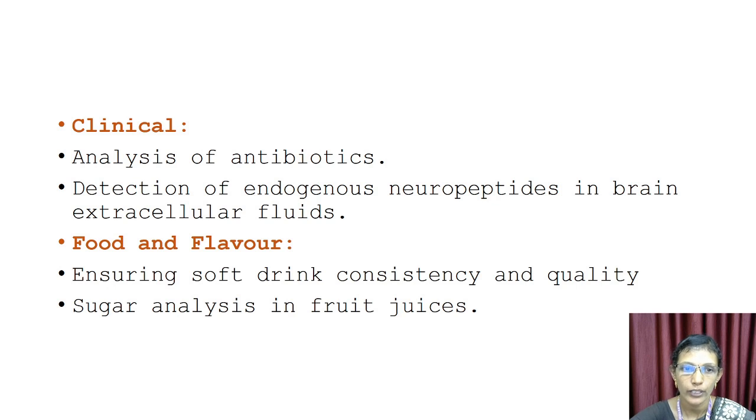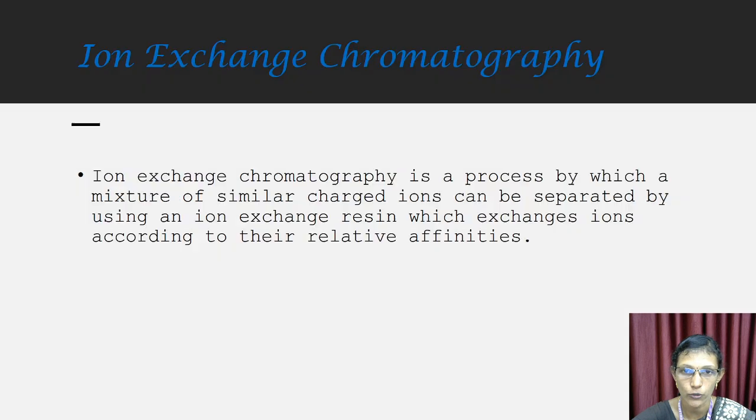In the food and flavor area, it ensures the consistency and quality of soft drinks, and it is also used to analyze sugars in fruit juices and to analyze alcohols too. The next one is ion exchange chromatography. From the name itself we know that the ions are exchanged through it.